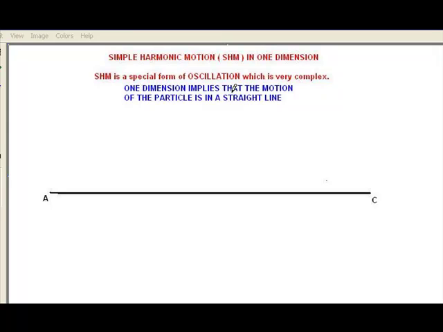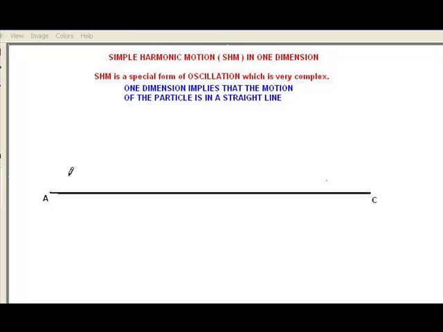Now, one dimension implies that the motion of the particle is in a straight line. That means the particle moves in a straight line. Now, how do we know that a particle possesses simple harmonic motion? That means it is moving with simple harmonics in it.